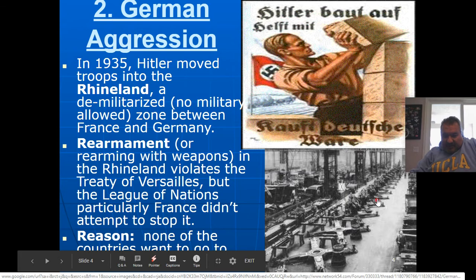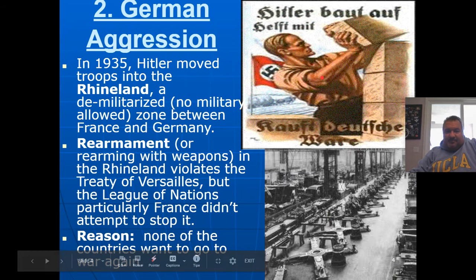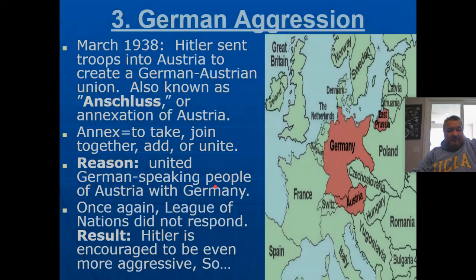This is the Germans. I think they're making planes. I think those are planes. And this is an assembly line. Can't quite tell. But notice the propaganda here. See the swastika, the blonde German, trying to build a strong Germany. And it shows that the League of Nations and the Treaty of Versailles are starting to fall apart.